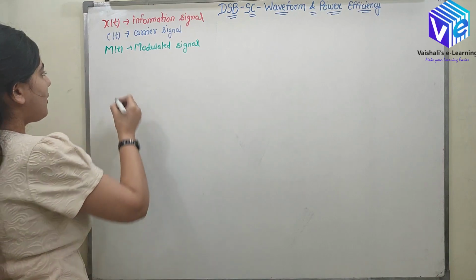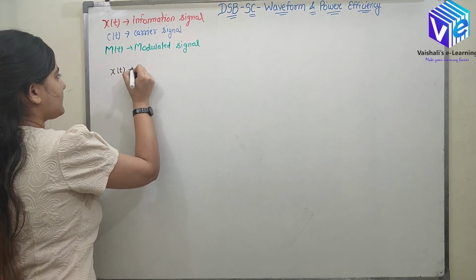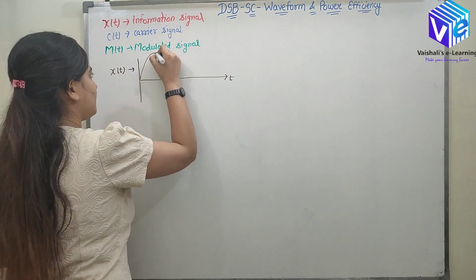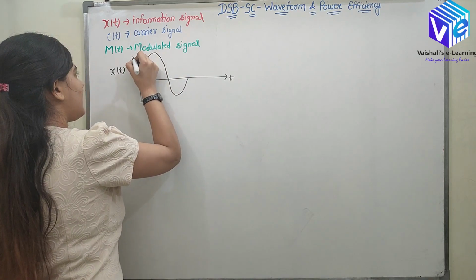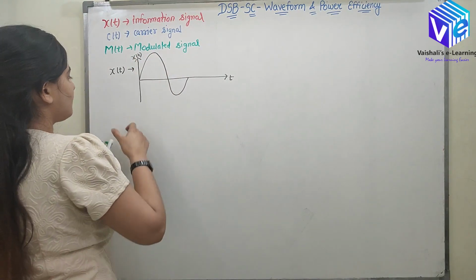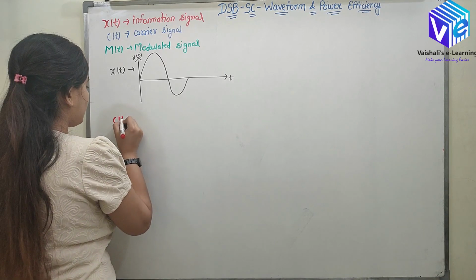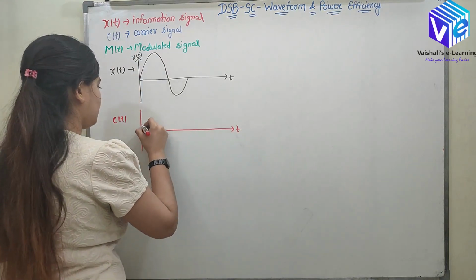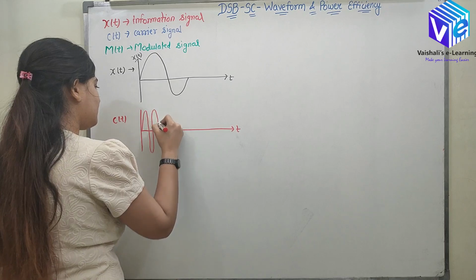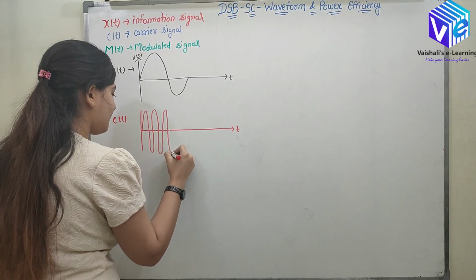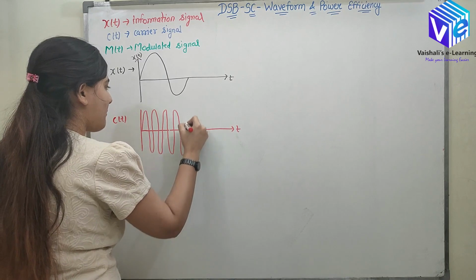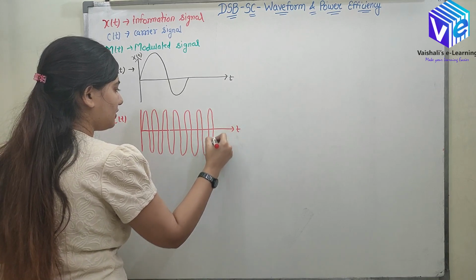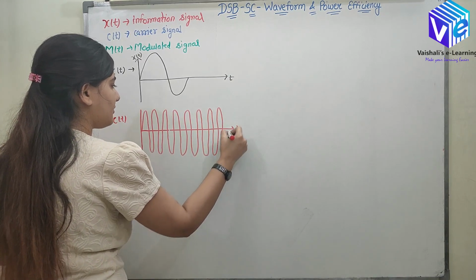So now if I talk about x(t), it is represented like this graphically. So let's suppose this is my x(t). After that I have the carrier. The carrier is represented like this graphically. The carrier has a fixed amplitude and a fixed frequency. Its characteristics are constant, as I already told you. So I am making a carrier with fixed frequency and fixed amplitude. So this is my carrier wave.